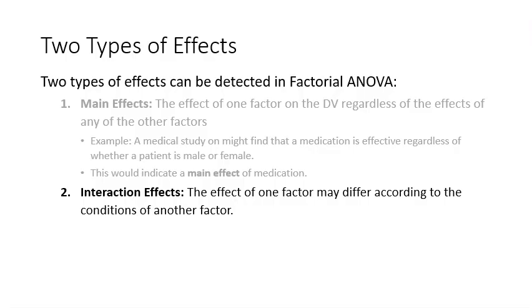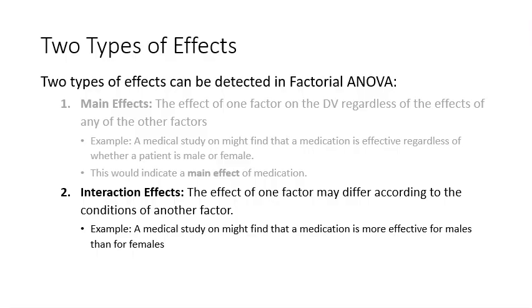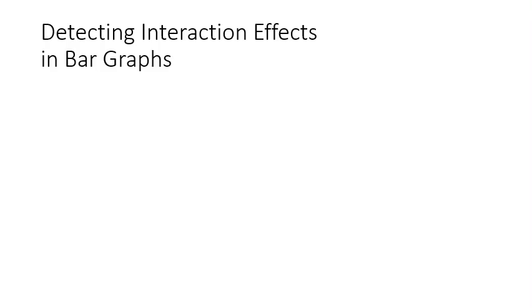of the other factor. So an example is a medical study might find that a medication is more effective for males than for females. That's a simple example of an interaction effect. That would indicate, if that happened, that there was an interaction between medication and gender. So how do we detect interaction effects in bar graphs?